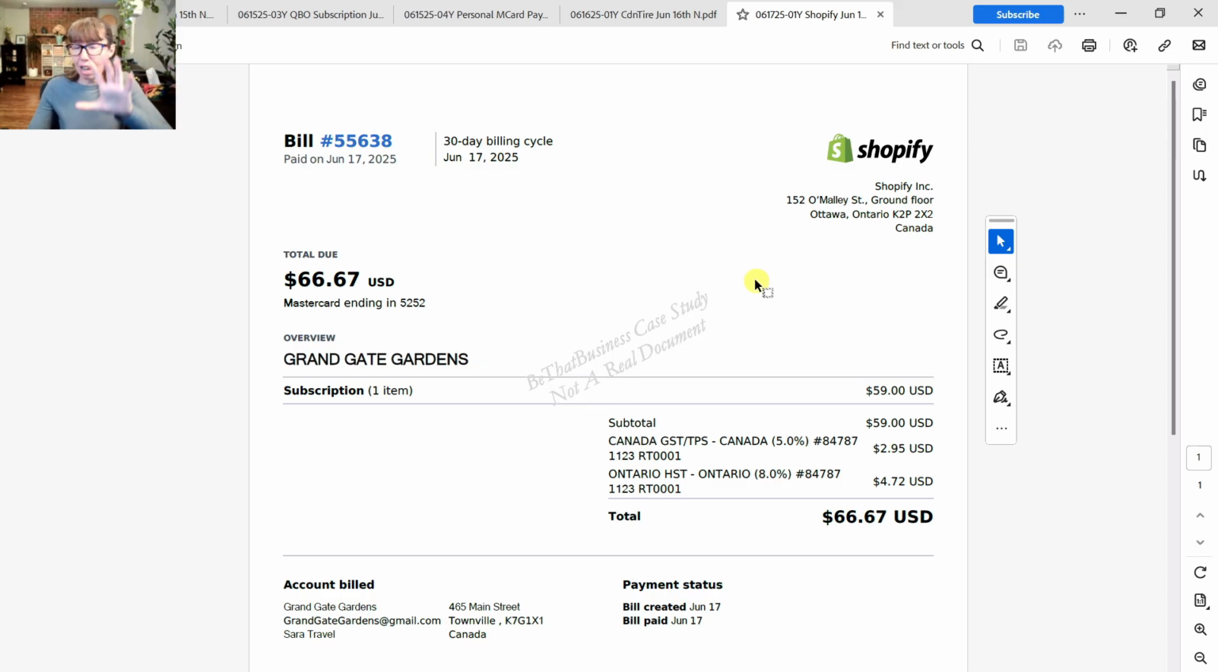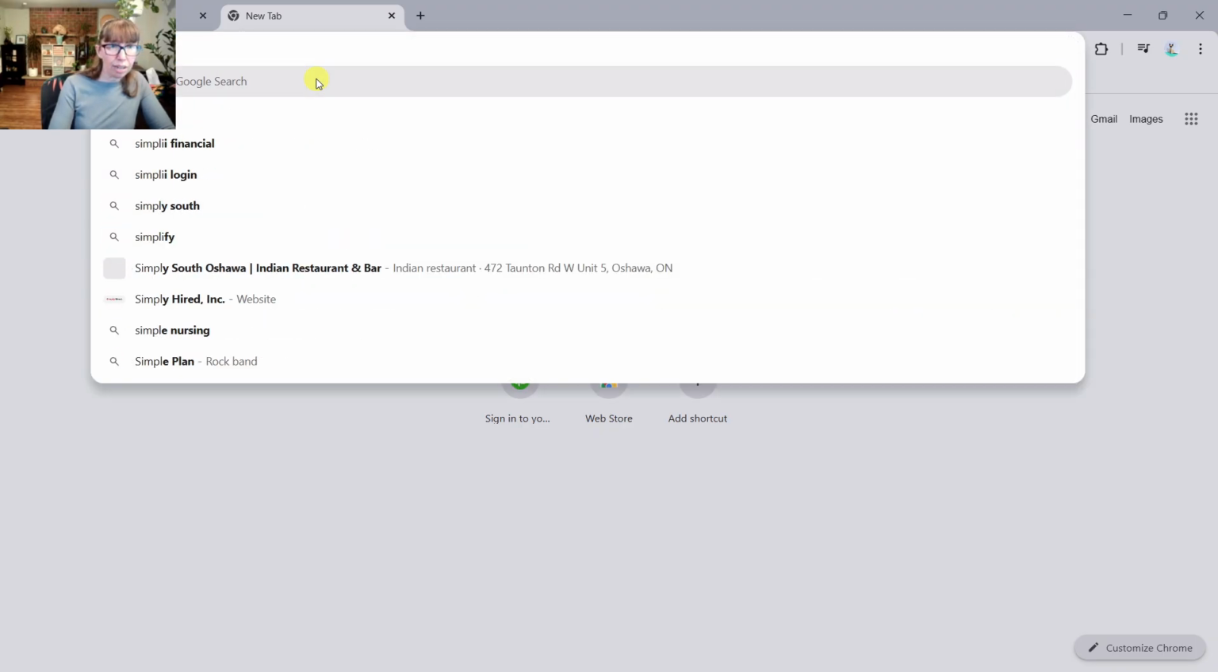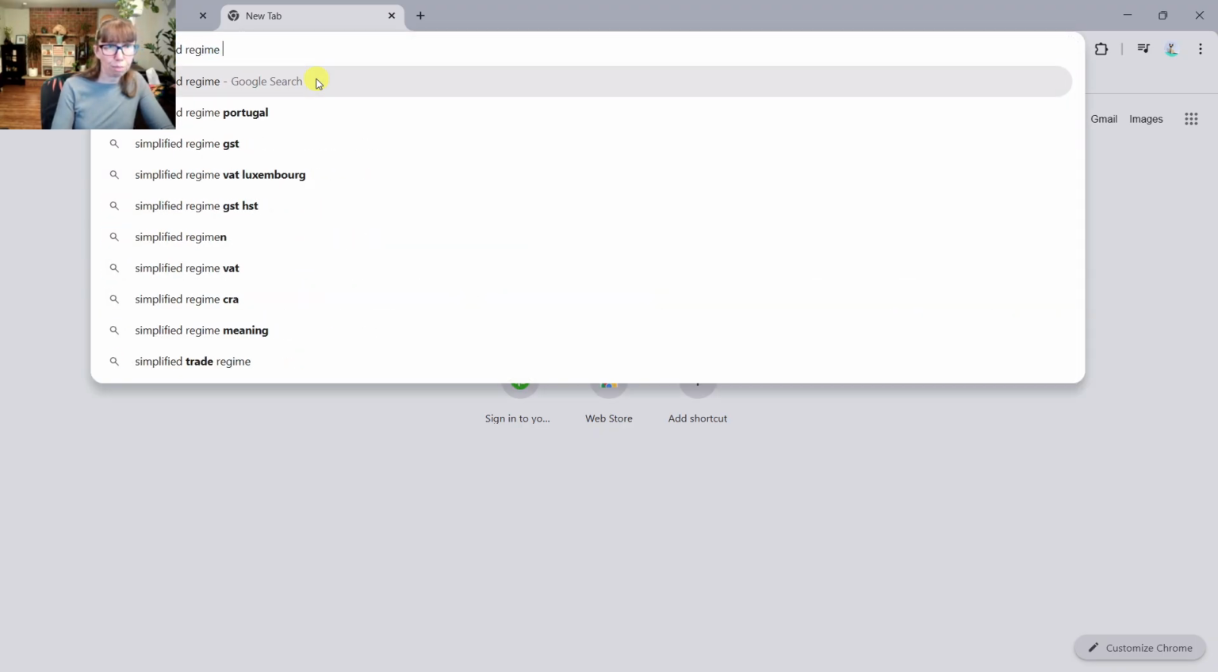So with Shopify, I can tell from this paperwork that they're not actually under the simplified regime, because here is their GST HST number and it ends in RT0001. If they were under the simplified regime, their GST HST number would end in RT9999. But most of the time, a lot of vendors don't actually show the RT tail on their GST HST number. So let me show you where you can check to see if the vendor is under the simplified regime. You just go online and type in simplified regime registry, like that.